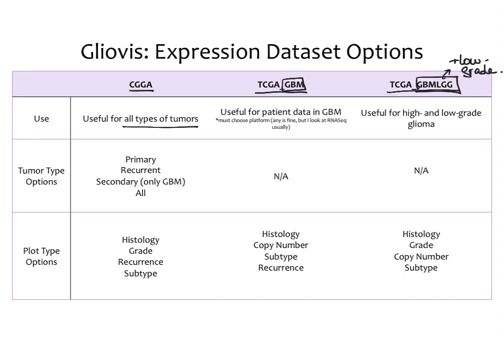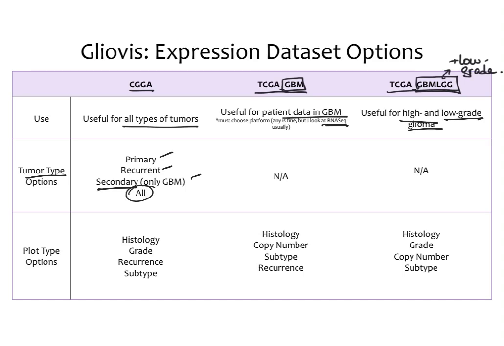The TCGA-GBM dataset looks at patient data specifically in GBM, and it offers multiple platforms. I usually use RNA-seq, but all of them are fine. And then the TCGA-GBM-LGG combines the high and low-grade gliomas. If you're interested in looking at higher gene functions across all types of gliomas, it's an interesting data set to look at. For your tumor type options, which is your first option along the side column, you can choose for the Chinese Glioma Atlas whether you want to look at primary or recurrent, or secondary, which is usually only GBM patients, or you can look at all of these together and just select all patients.